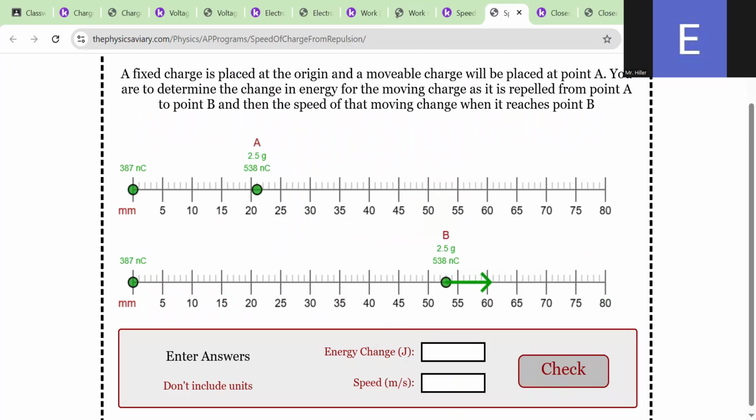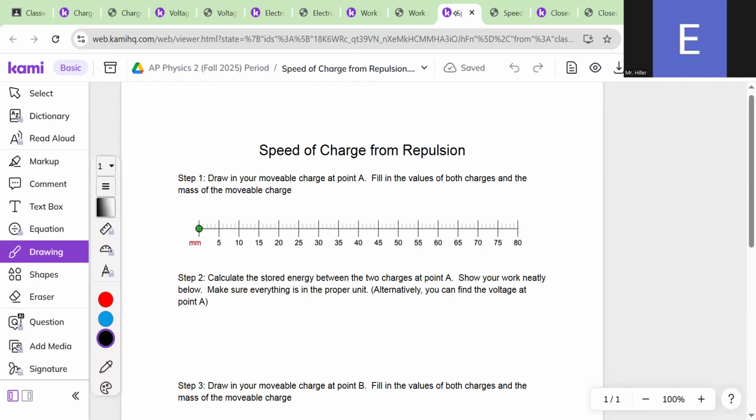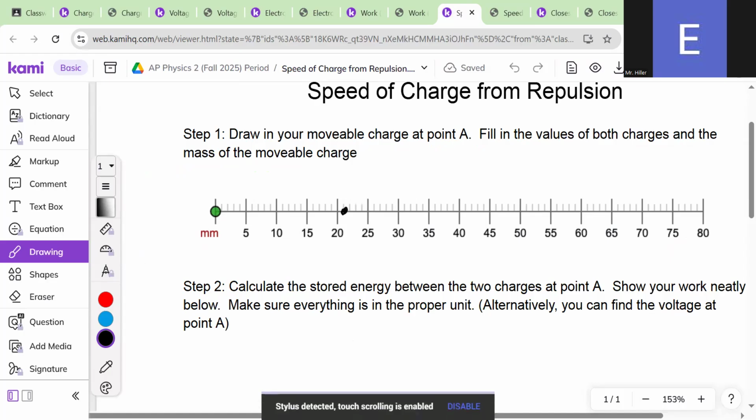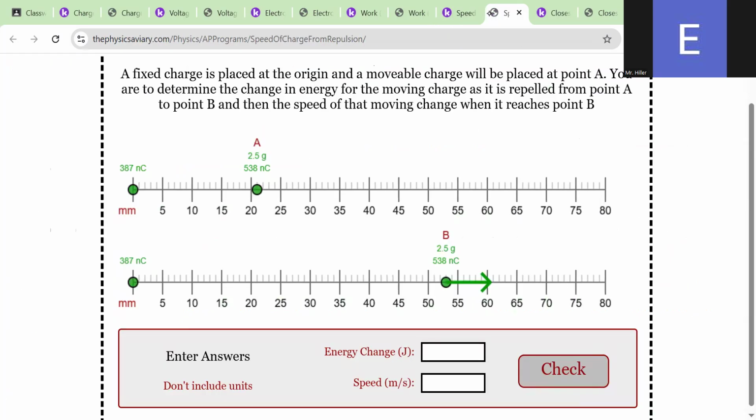So we're going to be given 2 charges. You can see both of mine are positive, so they will repel each other. The mass of the second charge is 2.5 grams. So first, write down the values of the charge and the mass. It's at 21 millimeters. There's charge 1. There's charge 2. Charge 1 is 387.